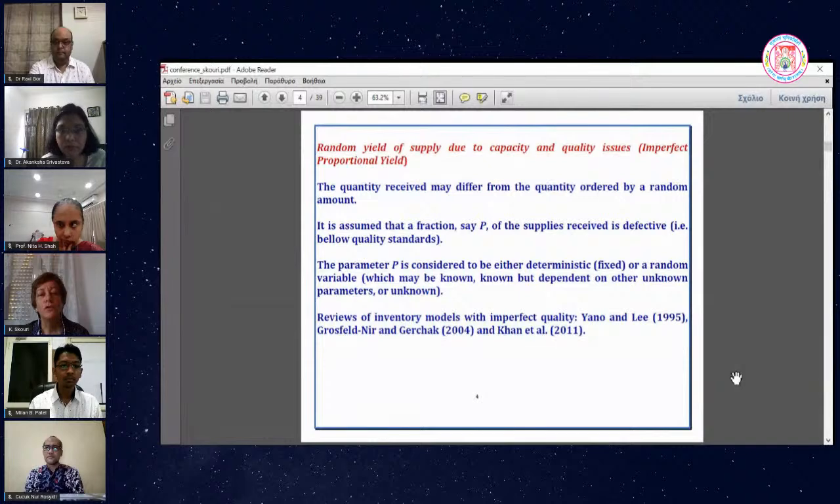Random yield occurs when the quantity received may differ from the quantity ordered by a random amount. So it is assumed that a fraction, say p, of the supply received is defective. This parameter p is considered to be either deterministic or a random variable, which may be known but dependent on another unknown parameter, or unknown. Reviews of inventory models with imperfect quality can be found in this paper.